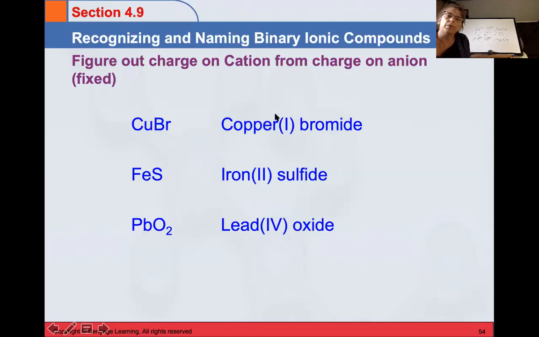So you write copper, and then in parentheses, you put a Roman numeral 1 to indicate the charge on that copper. So we write copper(I) bromide.